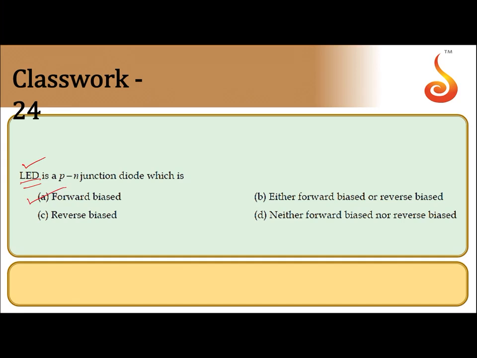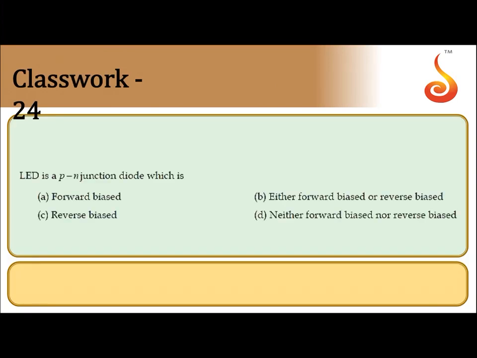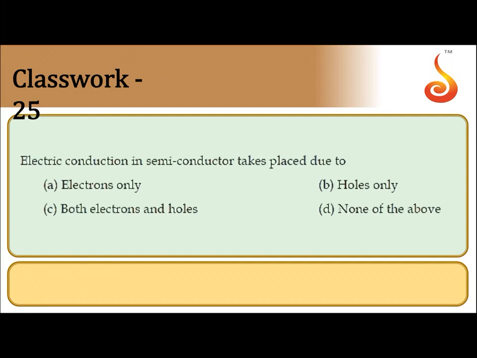When in forward bias, there will be recombination of electrons and holes near the junction region, and due to recombination there will be light emitted. So electromagnetic waves will be emitted at the junction region that comes out. So that is how LED works. So it should be option A. Remember, LED is the only special purpose diode which is used in forward bias. Yes, we shall move on to next one.